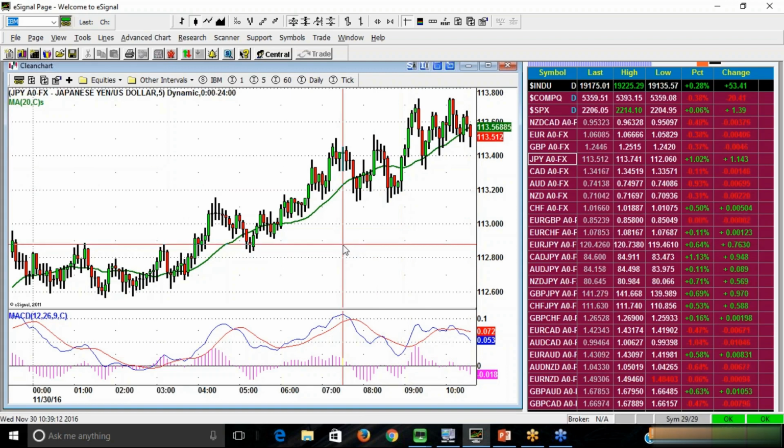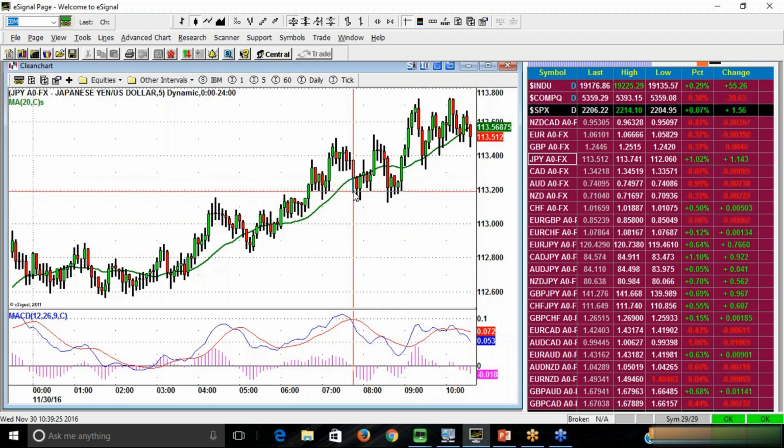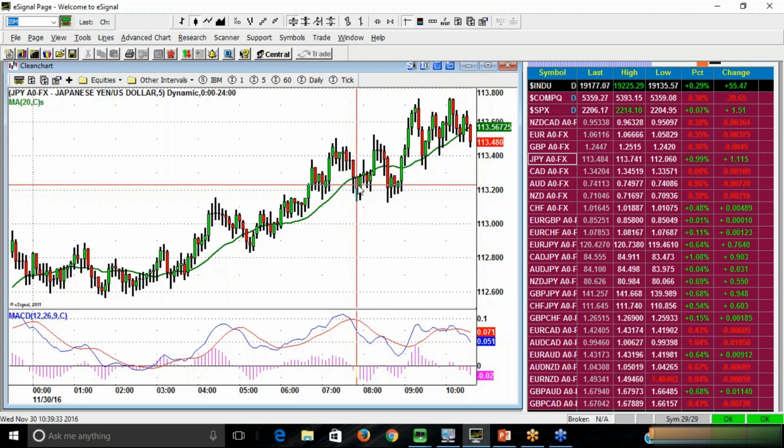To be a little bit more specific, in this example, let's say euro dollar crosses below the moving average here. At that time you can see that MACD has turned negative, then you can sell. So in this case, maybe you sell at 113.20, but you have to go for a very small profit.